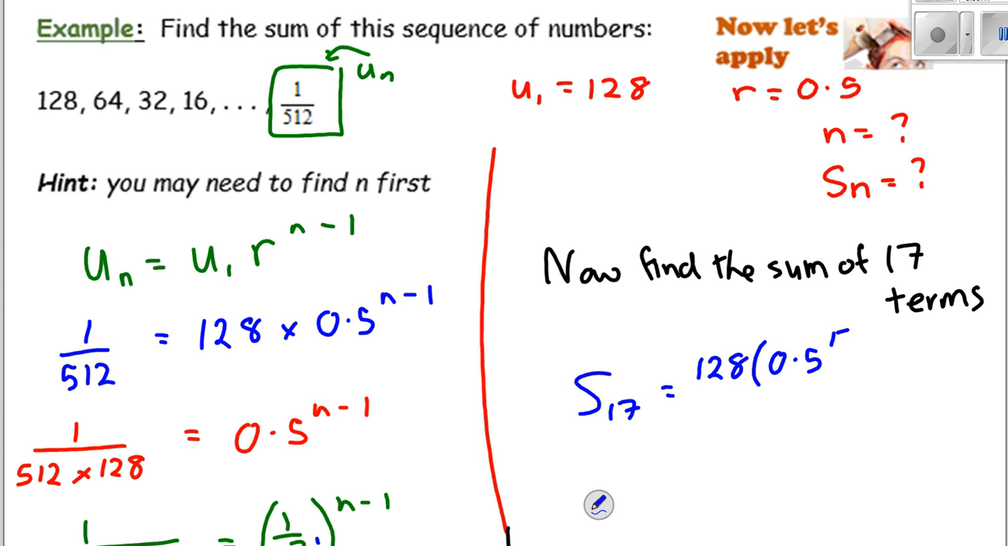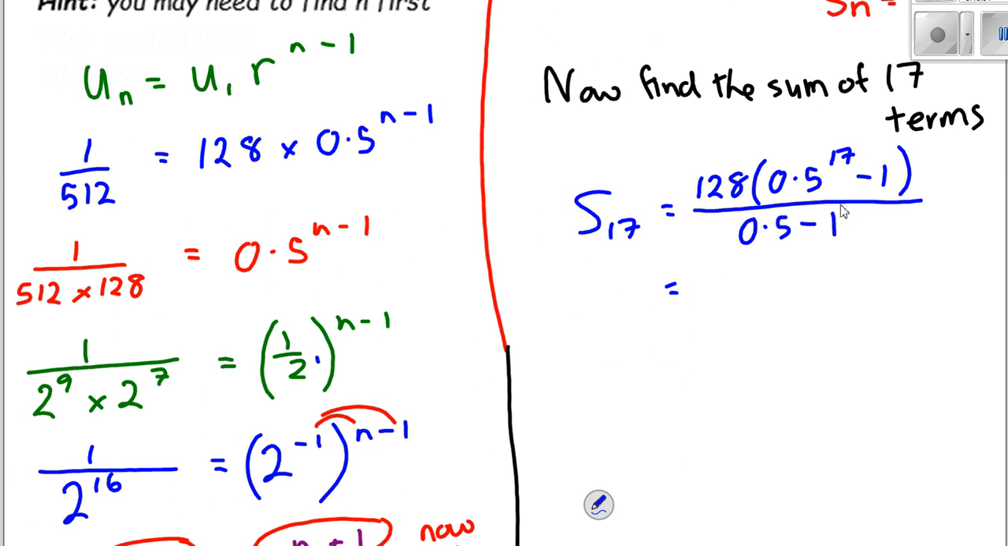minus 1 over 0.5 minus 1. You could totally do that with a calculator if you like. We might make you do that one non-calc. You're welcome to try it, but that would be pretty mean. This is one that's very commonly added into a calculator. Like 0.5 to the power of 17 is a bit rough.